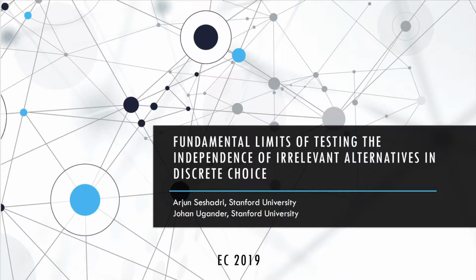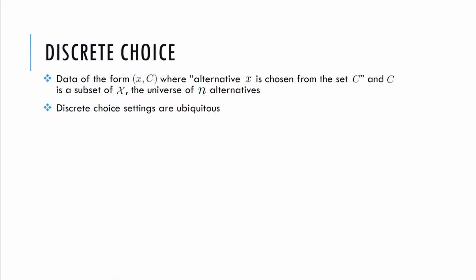I really appreciate it. Yeah, before we get started, let's talk about what discrete choice is. It's data of the form where an item X is chosen from a set C, where C is a subset of a bigger universe of n alternatives.